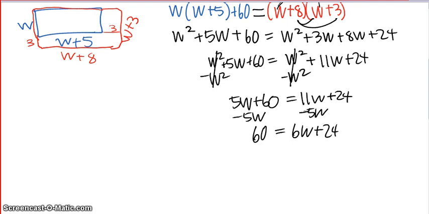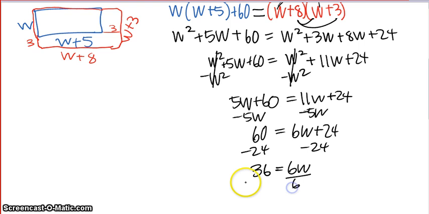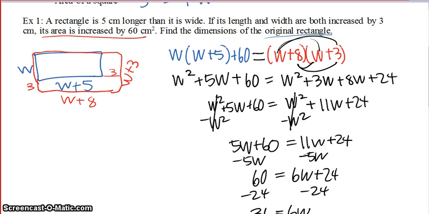And then I'm going to subtract 24. So that would give me 40 and 36. 36 equals 6W. Divide by 6. So W equals 6. Okay, this 6 represents W. And if we look back at our original drawing, W represents the width of our original blue rectangle.